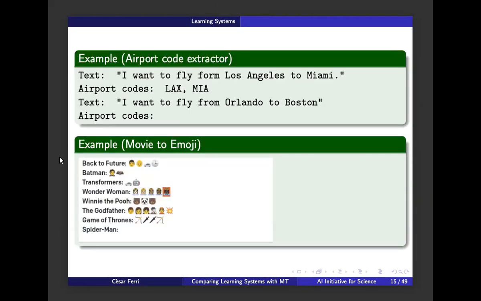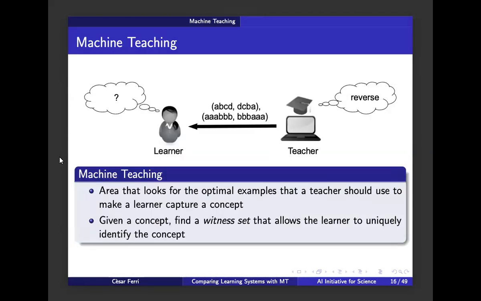Then, as I told you, our idea is to compare how these different learning systems learn in comparison with humans. And we want to use few examples because we want to compare these systems with humans, and we cannot use 1,000 examples with humans. We need to use very few examples if we don't want to tire out the human participants. How do we generate examples? And here is where we are going to use machine teaching.